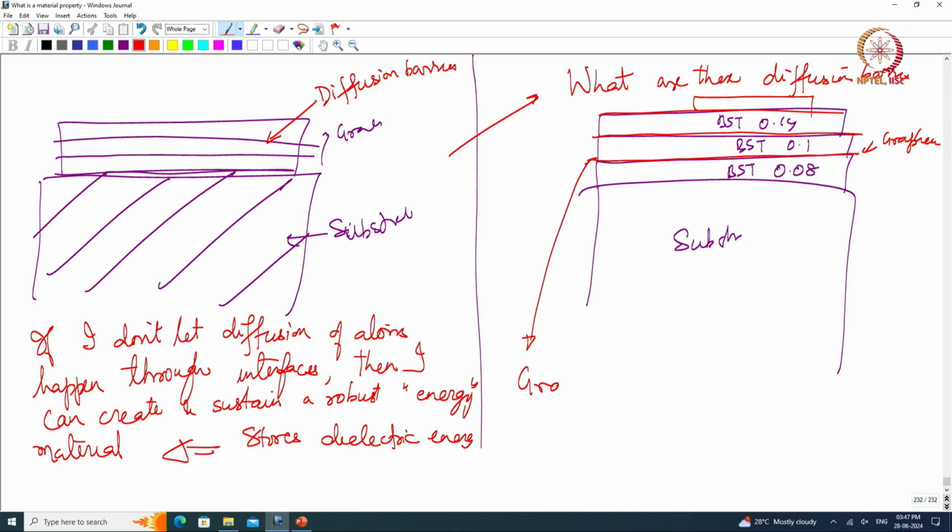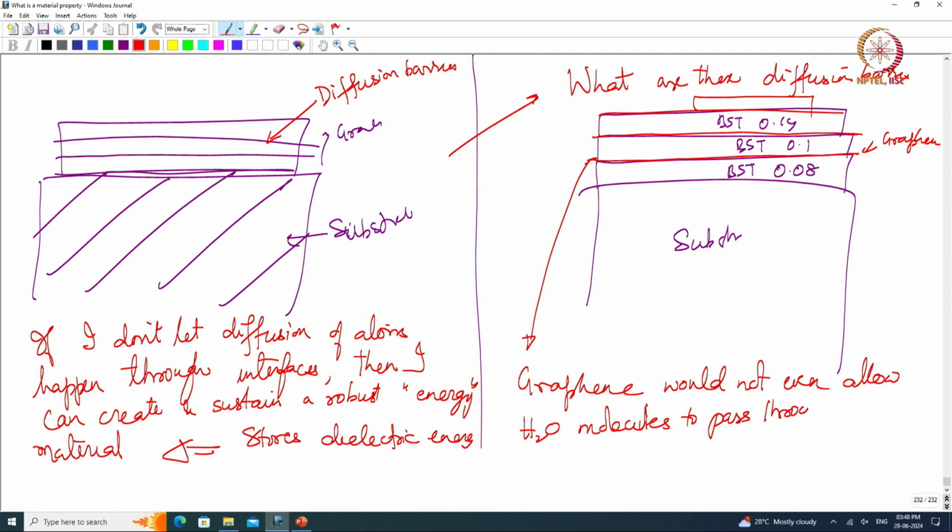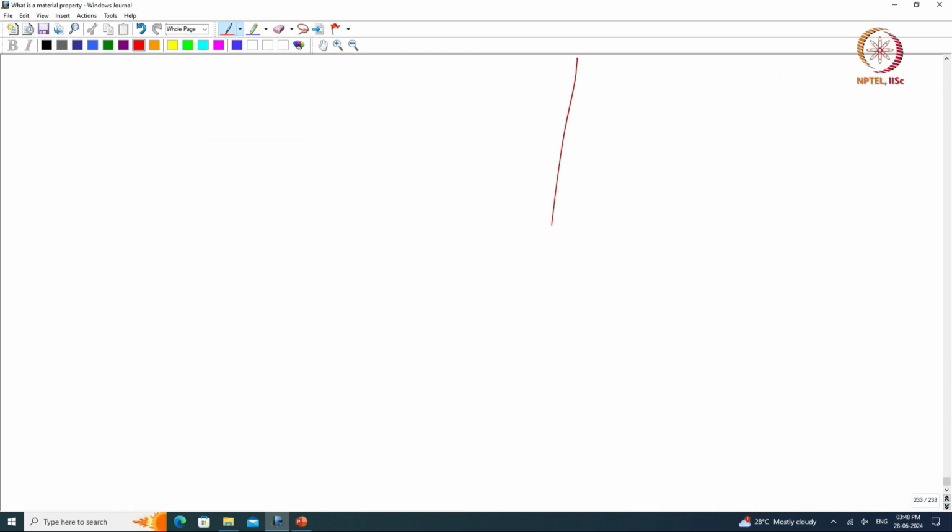Okay. Now I learned, right. So I learned that graphene would not even allow water molecules to pass through them. Or I mean it would not allow, I think helium or something, I am forgetting what it is, but the graphene has this sort of a structure.